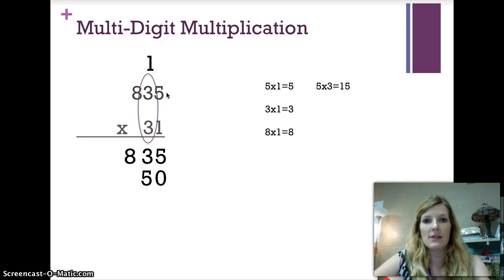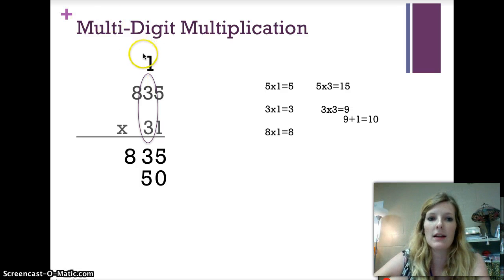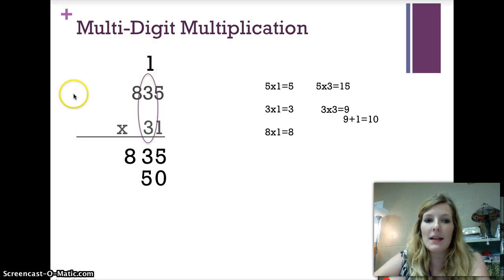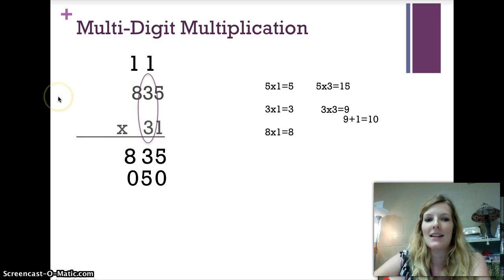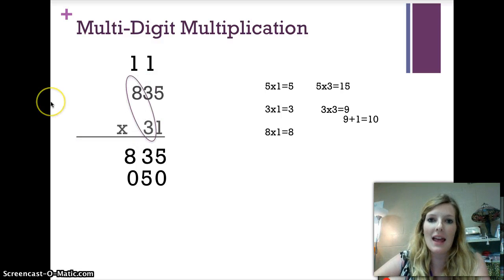3 times 3, straight up and down. 3 times 3 is 9. And then I need to add my 1 more. This one gets added. So I have 10. When I write my 10, that's a 2-digit number, so I'm going to have to carry again. My 0 goes down below the 8, and then my 1 goes right above the other 8. Now I'm ready to multiply the last digit. 3 times 8. 3 times 8 is 24.